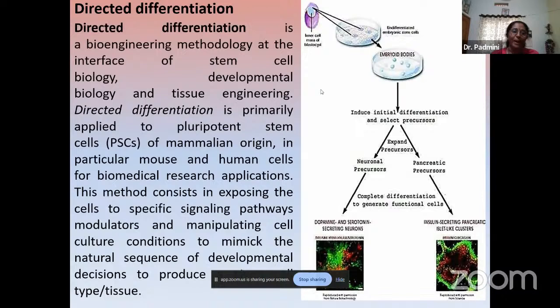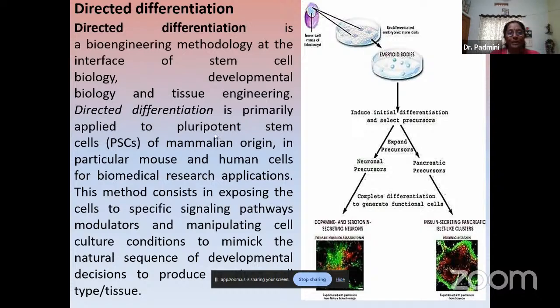That is a bioengineering methodology at the interface of stem cell biology, developmental biology and tissue engineering. All of this comes into play. That is, developmental biology, stem cell biology, and tissue engineering come into play when you're talking about directed differentiation.